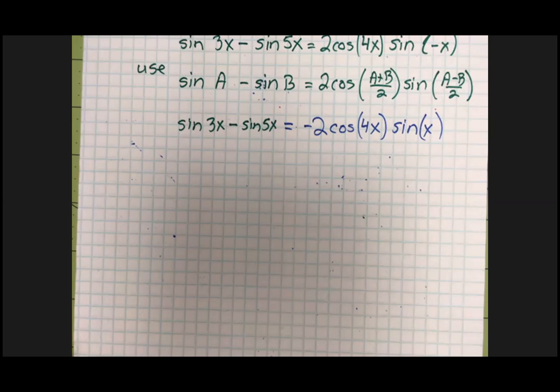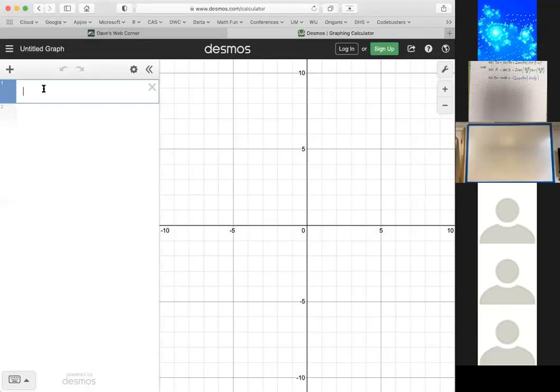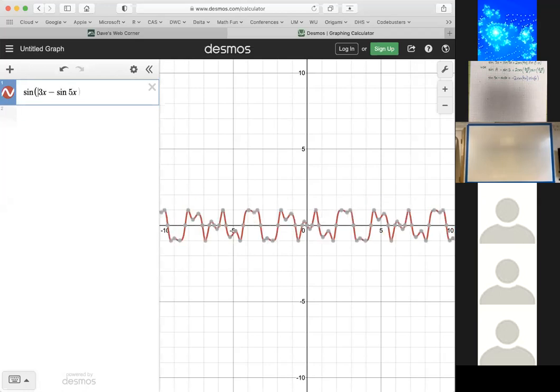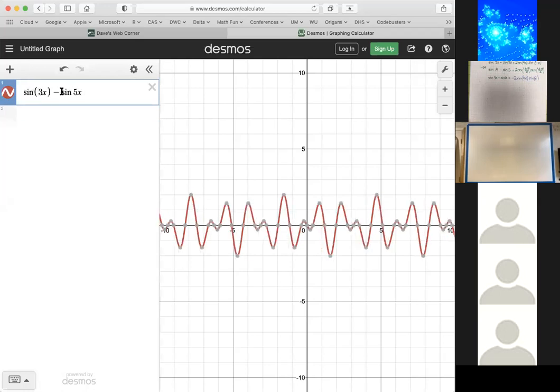Share window, Desmos. Okay, so first let's graph sine 3x minus sine 5x. And that looks wiggly and weird, right? Now, notice how I didn't have to put parentheses around the 3x or the 5x. Desmos allows me to do that. If you're more comfortable typing in parentheses around that, you go right ahead. Just put them in the right place.